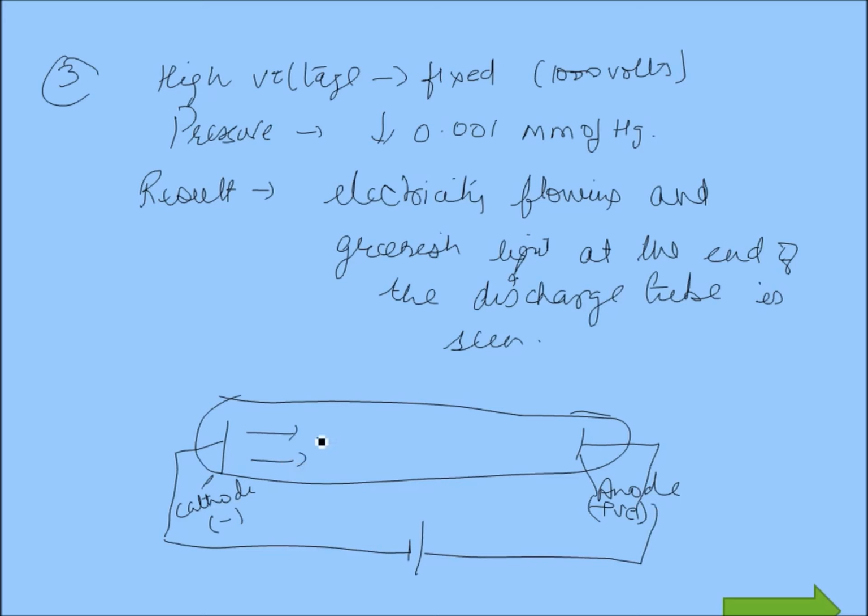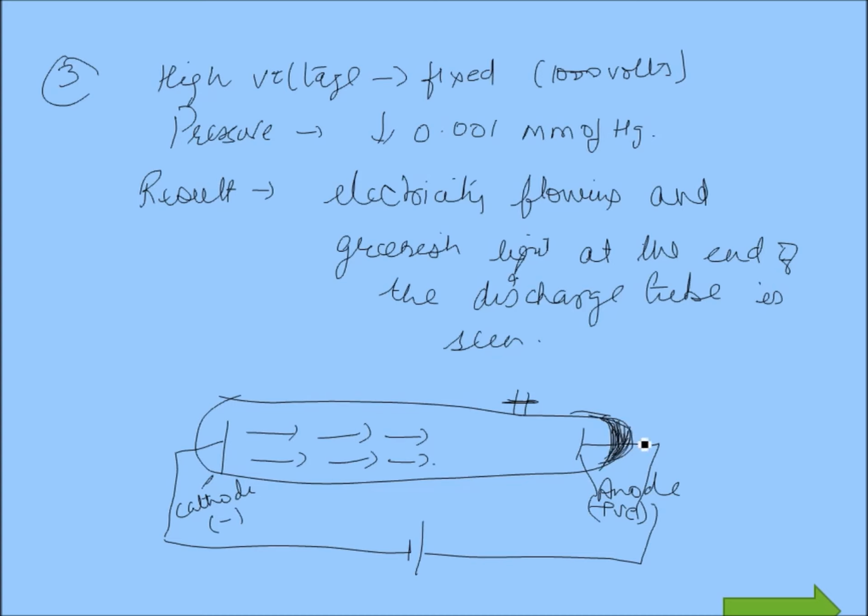These are the cathode ray lights. This is a vacuum. So what happens in the third condition? The cathode ray starts moving to the positive end, and here when we decrease the pressure, you can see a greenish light at the end of the discharge tube.